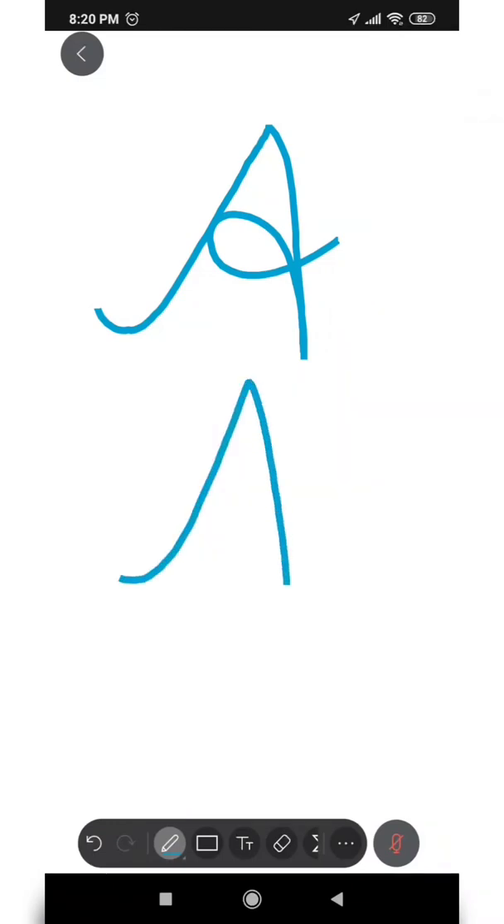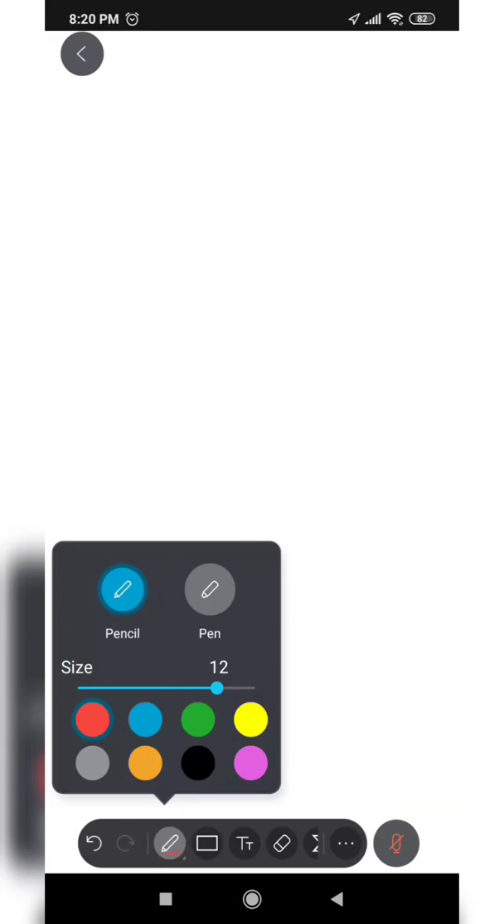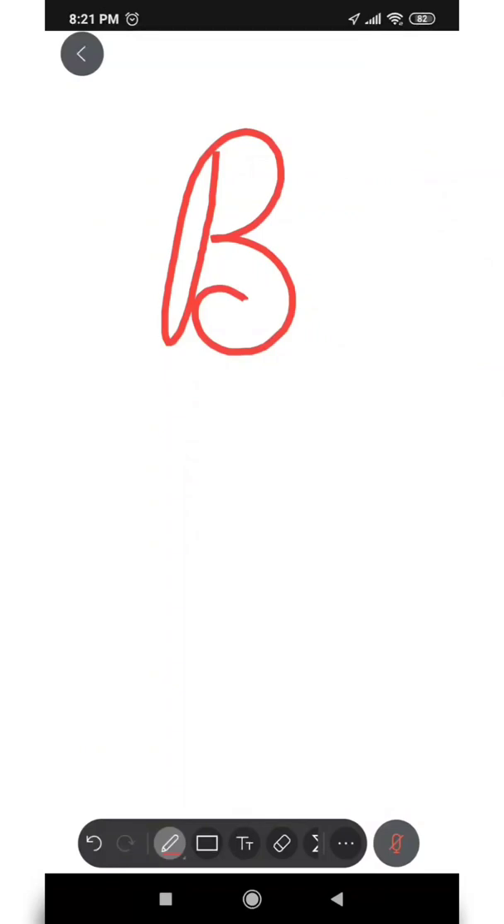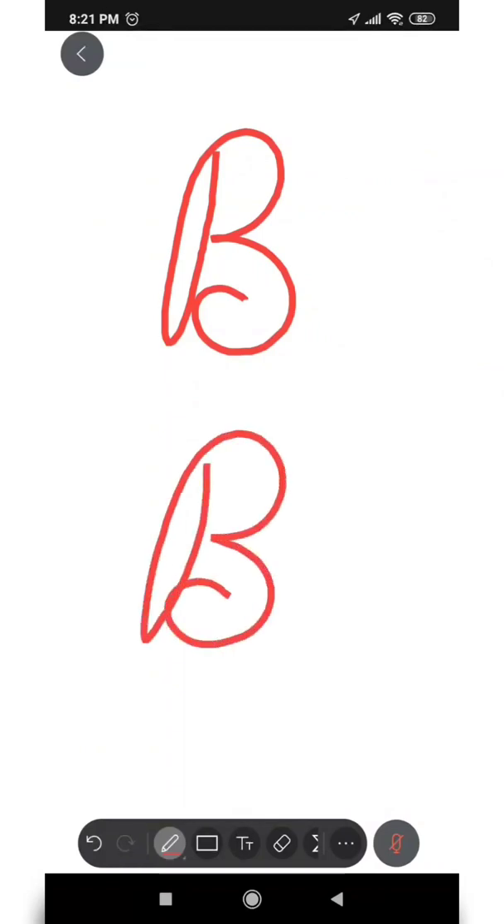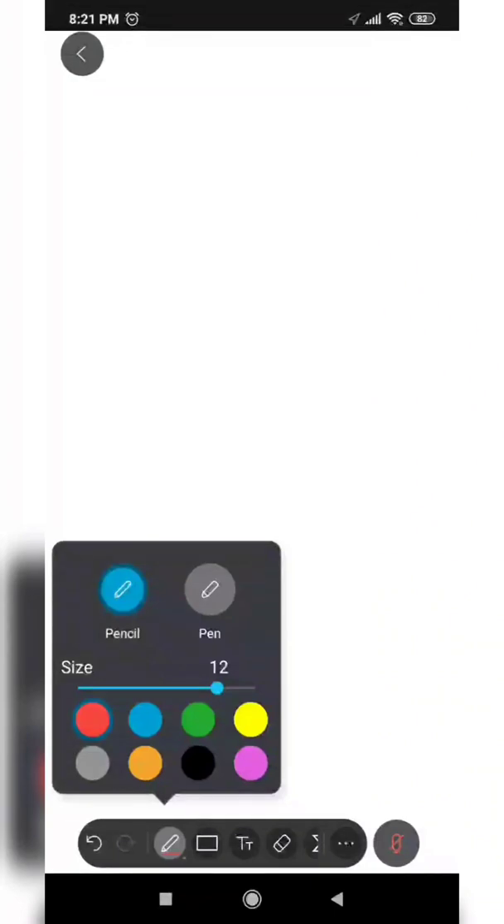So you saw how to write A, go up and come down and make a curve. Just like writing capital A, okay. Just notice the curves, how it's made. B, start from top and then make it as B. Just notice how it is written, okay. See, how do you write B? Just see it carefully how the lines are moving and how the curves are moving.